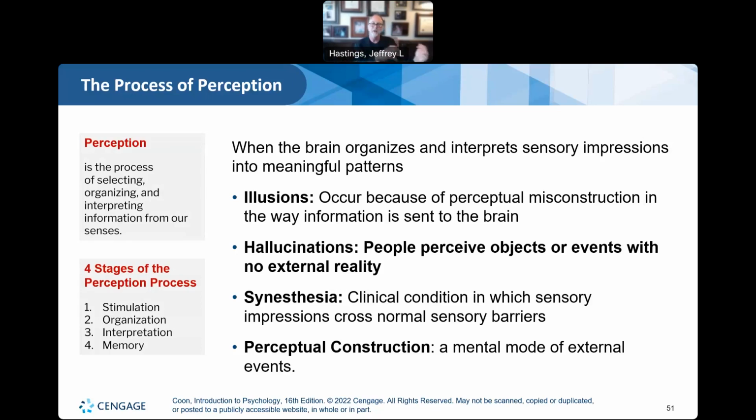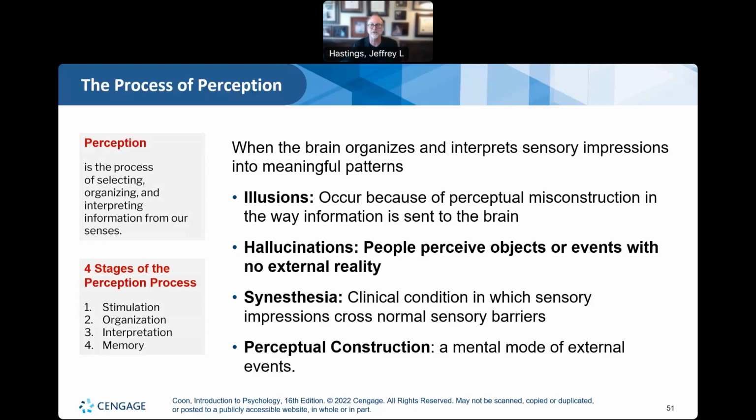So there's a Gestalt experience that is part of it, but it's where you're having all these different stimuli coming and you have this simultaneous perception of everything, all the events going around you. And then the last one there, perceptual construction, is kind of the mental model of external events. So, on the test, you may see questions about hallucination. That's where you're perceiving objects or events that have no external reality.